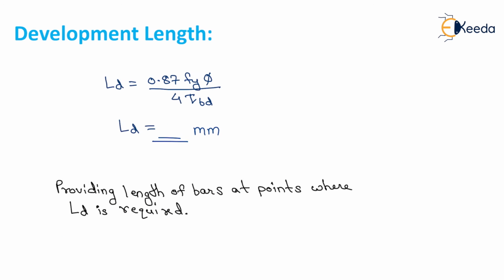Now the next step is development length, and the formula used is LD equals 0.87 fy divided by 4 tau bd, and its value will be calculated in mm. And now provide length of bar at points where LD is required.